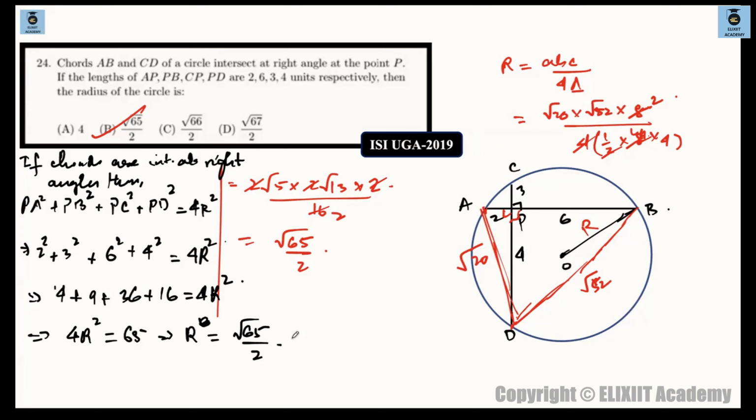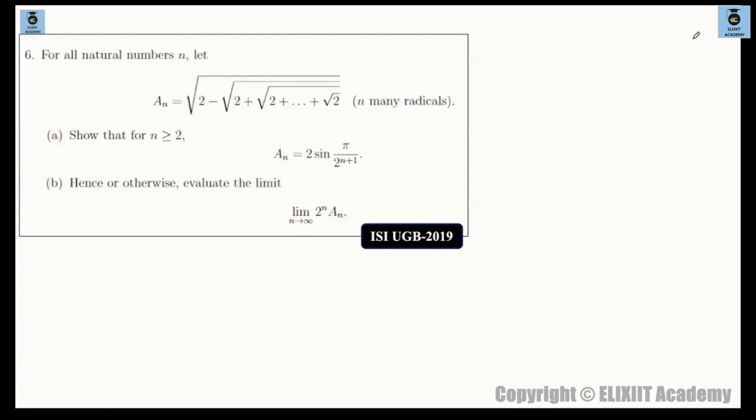So one shortcut is, if chords are intersecting at right angles, direct formula is PA square plus PB square plus PC square plus PD square is equal to 4R square. UGB 2019. Again, this is more of an induction question and not a question from trigonometry. You have a bit of trigonometry over here, but it's more of an induction question, you can say.